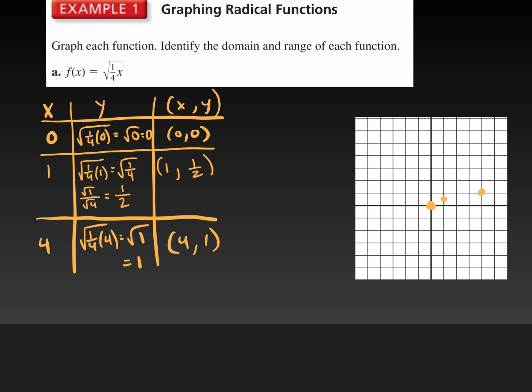Once you have 3 points, you can draw your graph. Just connect the points and your graph is going to have that curved shape that we saw on the first slide.